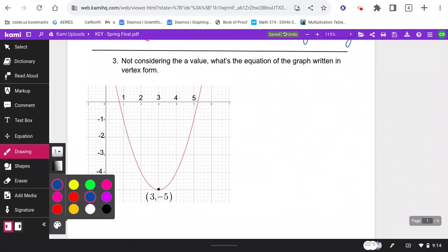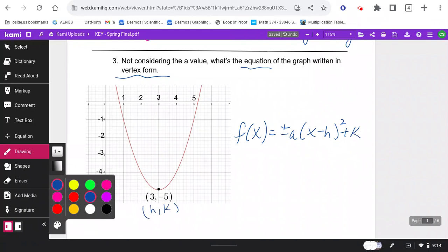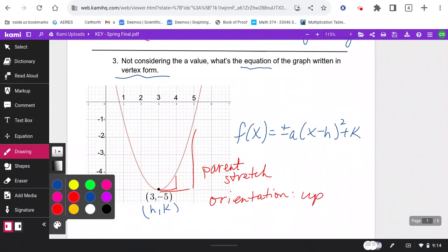Next one wants us to write the equation in vertex form. And so notice here I have my vertex h, k at 3, negative 5. And if I go count, out 1, up 1, out 2, up 4, this is parent stretch. And its orientation is an upwards parabola, positive. So pause the video, go write that.